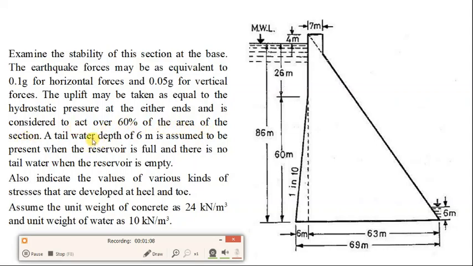A tail water depth of 6 meter is assumed to be present when the reservoir is full, and there is no tail water when the reservoir is empty. Also indicate the values of various kinds of stresses that are developed at heel and toe. Assume the unit weight of concrete as 24 kN per meter cube and unit weight of water as 10 kN per meter cube.